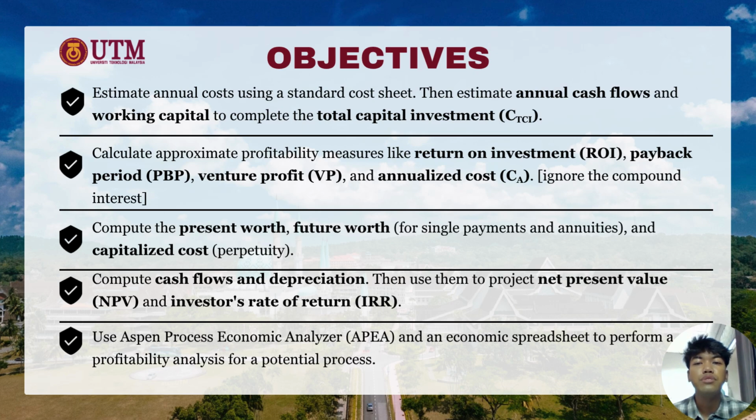Second, students will be able to calculate the approximate profitability measures such as ROI, payback period, venture profit, and annualized cost. The next is students will be able to compute the present worth, future worth, and capitalized cost. And then students will be able to compute the cash flows and depreciation, and then use them for the NPV and IRR. And the last one is students will use the Aspen Process Economic Analyzer and economic spreadsheet to perform a profitability analysis for a potential process.